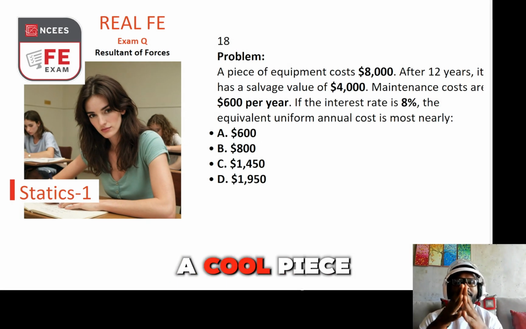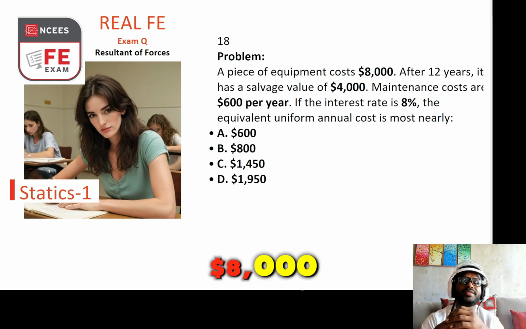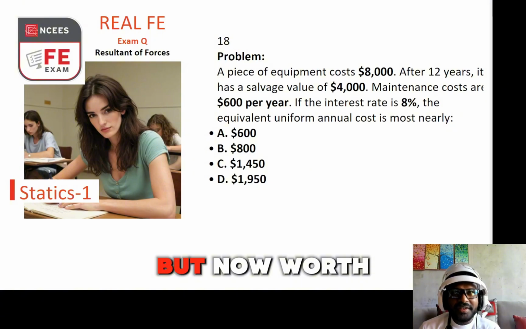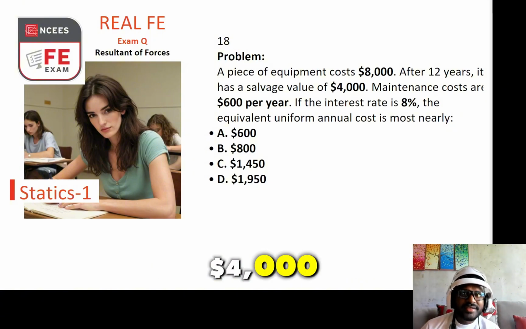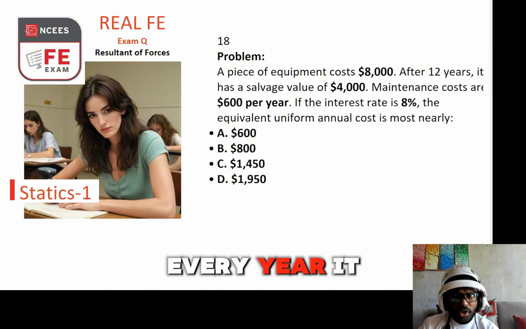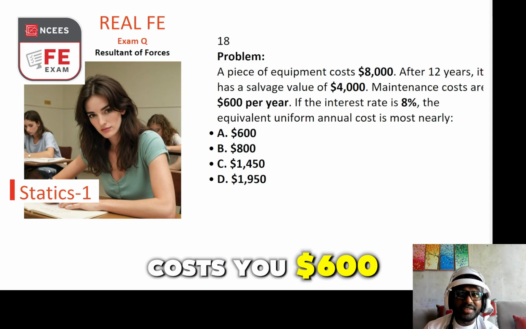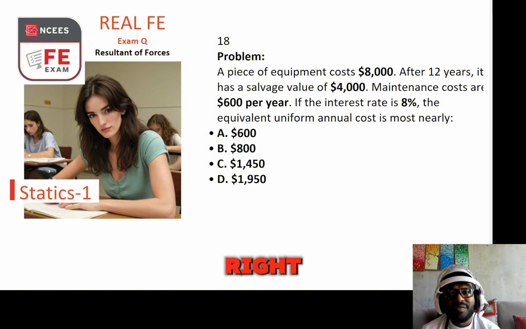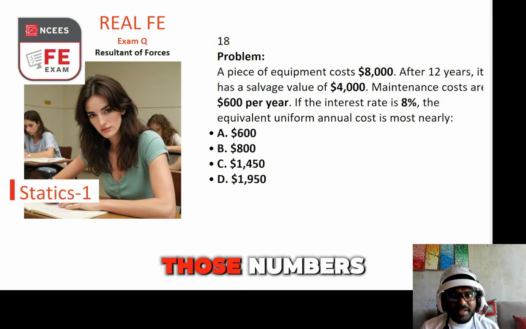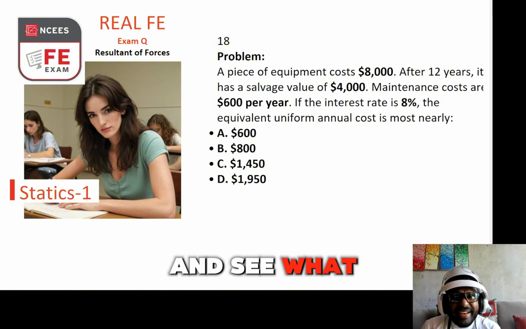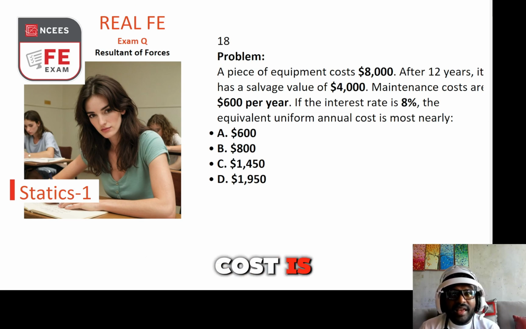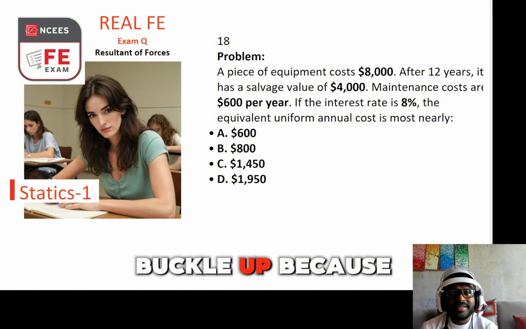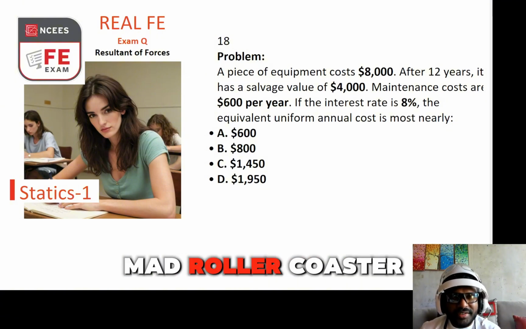Imagine you got a cool piece of equipment for $8,000. Fast forward 12 years and it's still kicking, but now worth $4,000. Every year it costs you $600 just to keep it running. Sounds like a lot, right? Well, let's crunch those numbers and see what the real yearly cost is with an interest rate of 8%. Buckle up because here comes the math roller coaster.